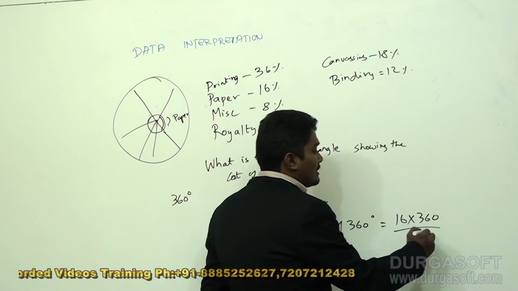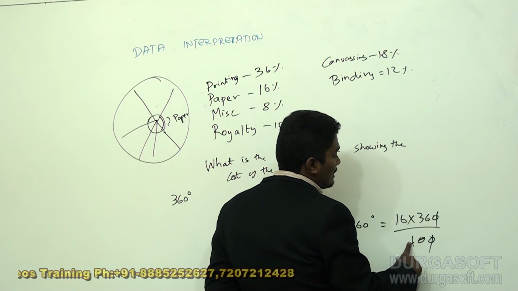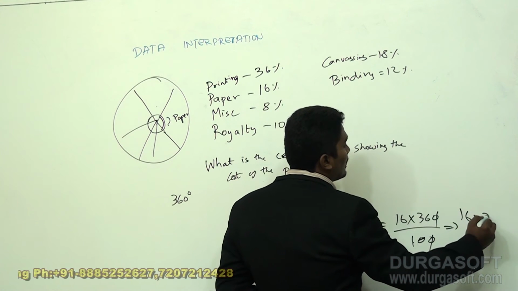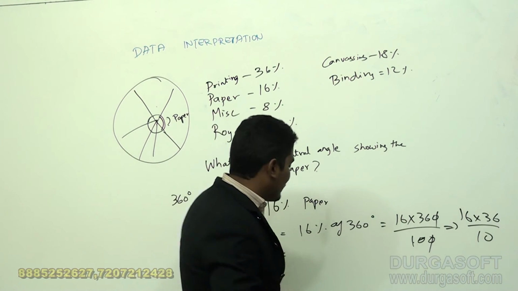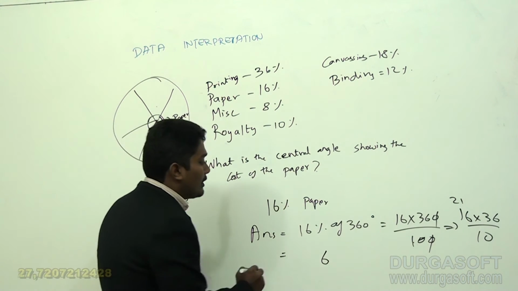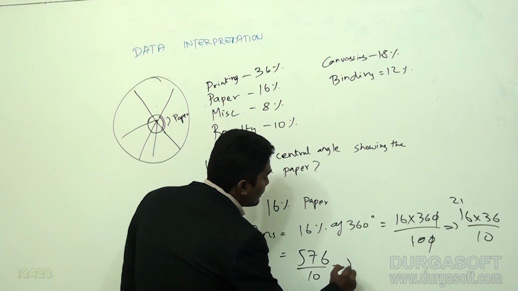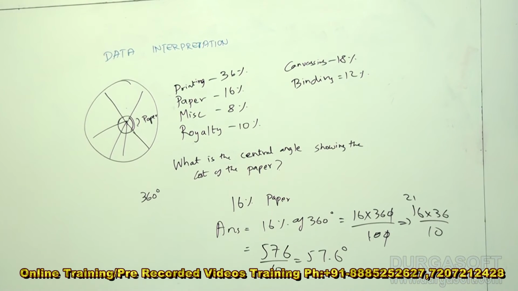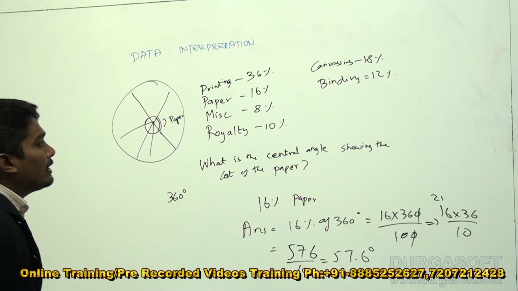I can say that the 0 will get cancelled. So the 10 I will just keep as it is. So 16 into 36 divided by 10. 36 into 6, I can say 2 and 6, 21 carry. 36 into 1 is 36, 36 plus 21 will be 57, so 576 divided by 10, which is nothing but 57.6 degrees. The answer for this question should be 57.6 degrees, which is your option D given in the question.